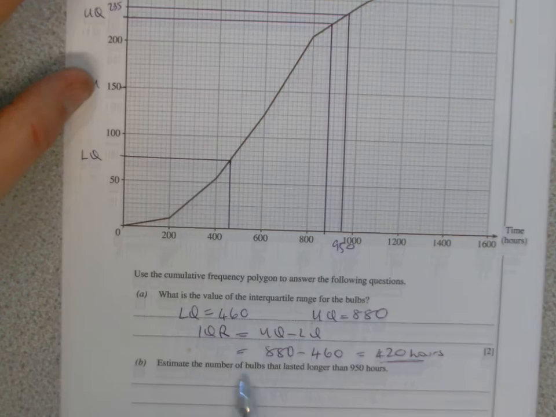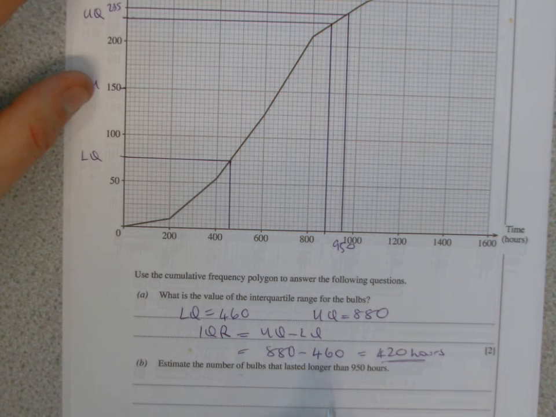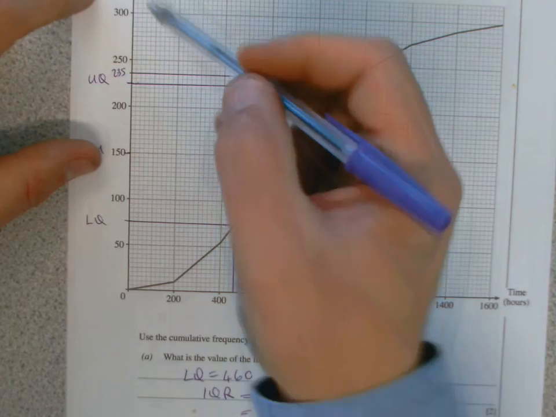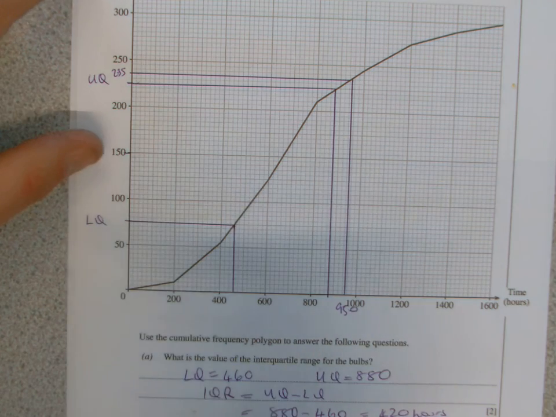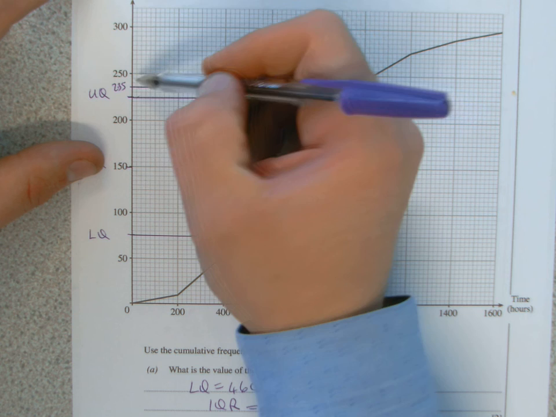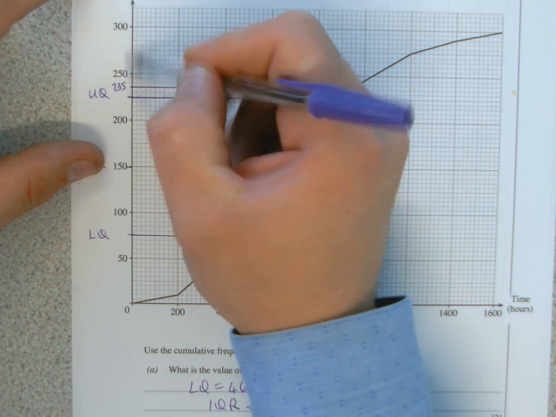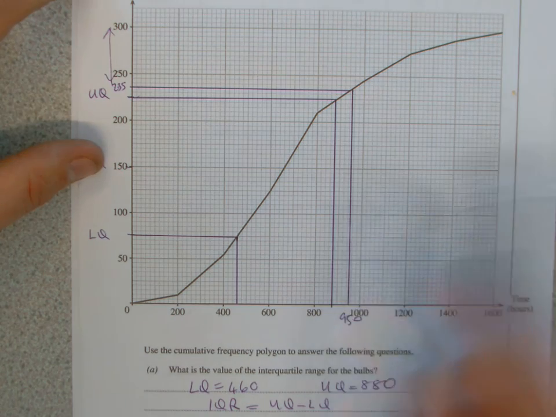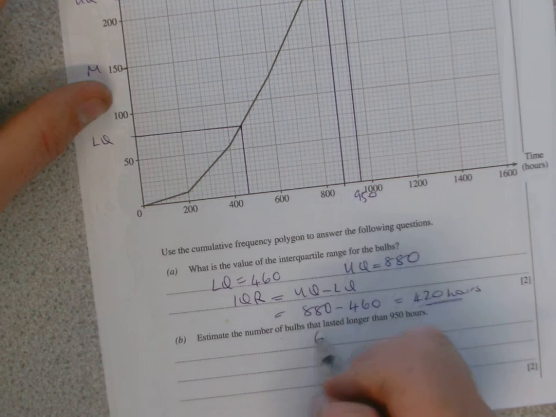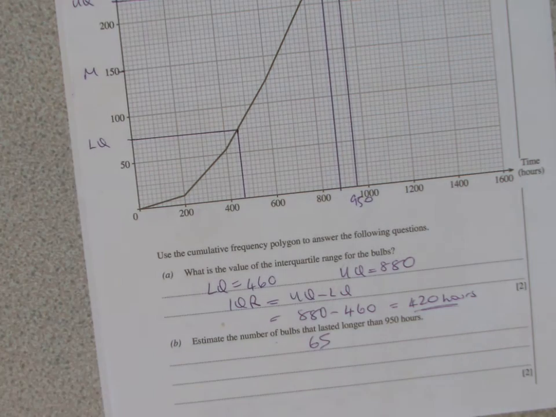So let's read the question again. Estimate the number of bulbs that lasted longer than 950 hours. That means 235 lasted less than 950 hours. So the final amount is 65, I think. 65 actually lasted longer than 950 hours. There's your answer.